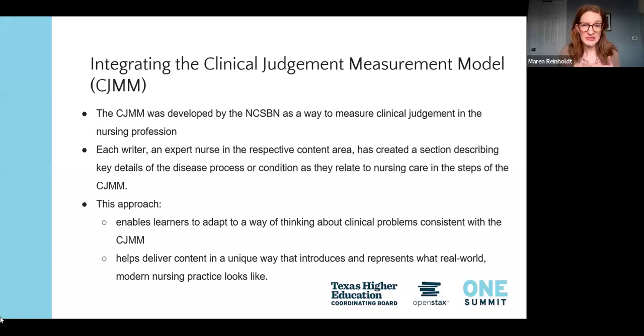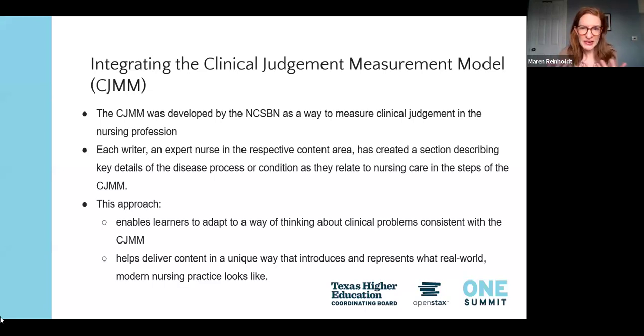The clinical judgment measurement model, for those not completely familiar with it at this point, I think we all are as nurse educators, was developed by the NCSBN as a way to measure clinical judgment in the nursing profession, and particularly to evaluate the preparedness of new graduate students via the NCLEX.